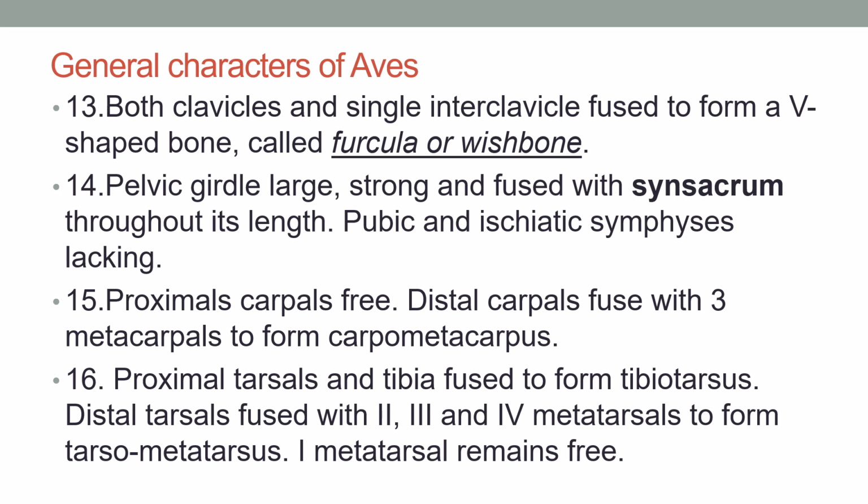The proximal carpels are free. The distal carpels fuse with 3 metacarpals to form the carpometacarpus. The proximal tarsals and tibia are fused to form the tibiotarsus. The distal tarsals fused with the second, third, and fourth metatarsals to form tarsometatarsus, and the first metatarsal remains free.